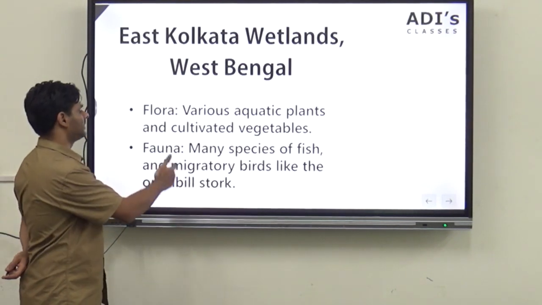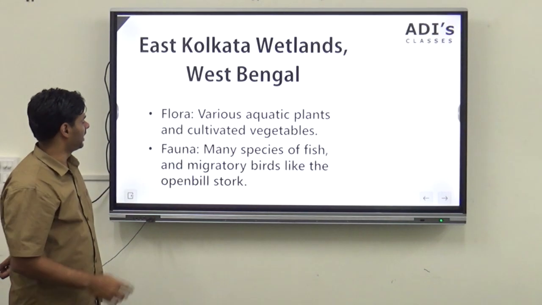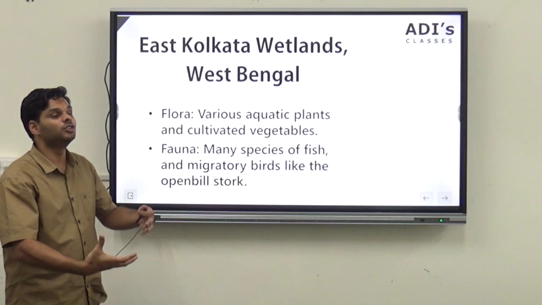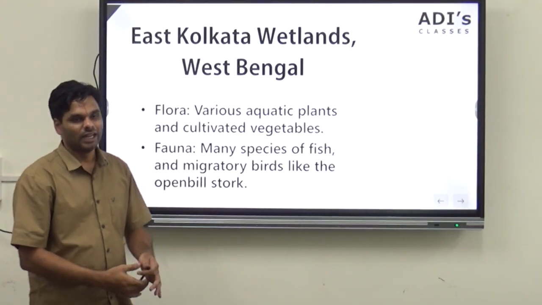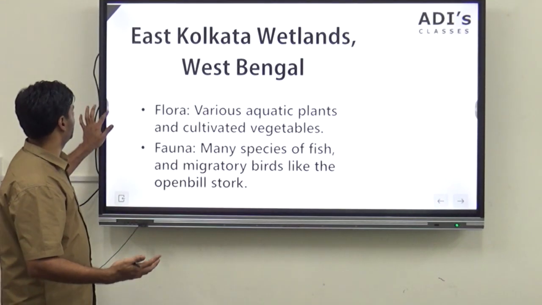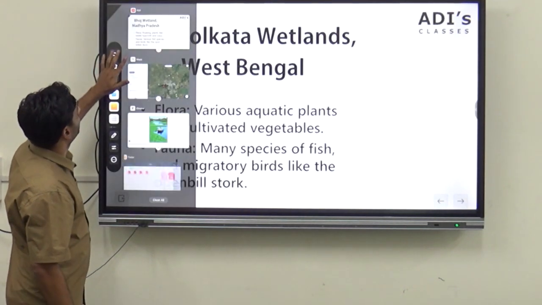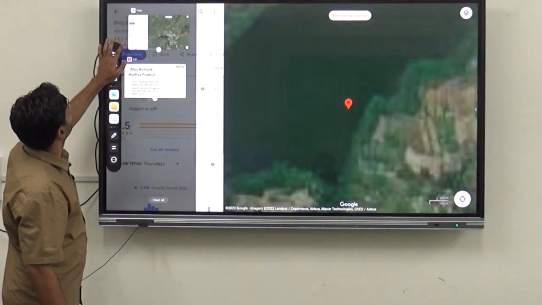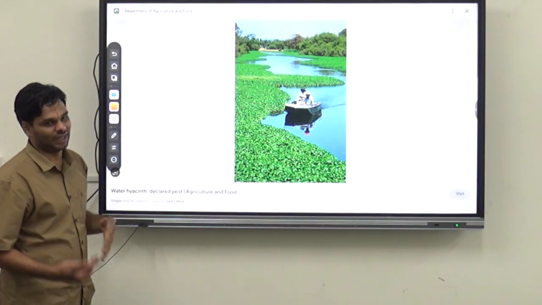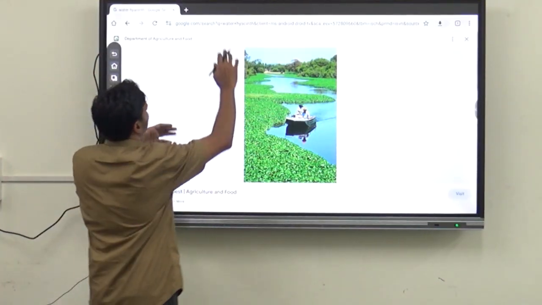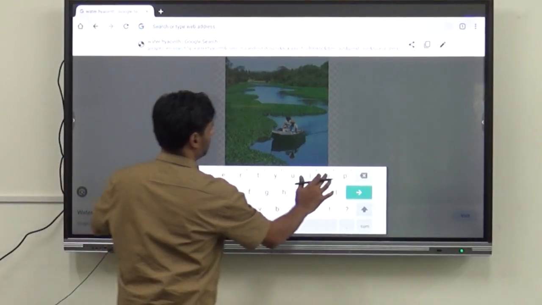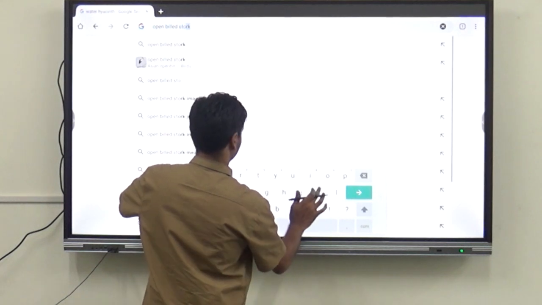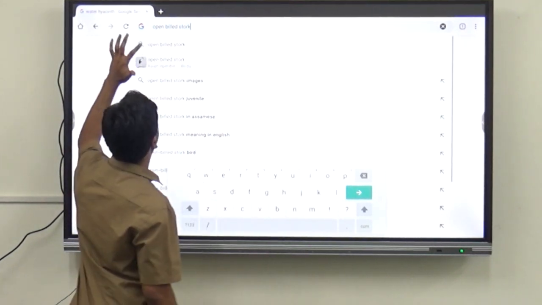Now again, this is common. Many species of fish and migratory birds like the open-billed stork. You can see storks have a huge pouch in there. Everybody gets confused between a stork and a what? Stork and crane. Correct? I used to get confused between a stork and a crane. So you can just see the open-billed stork. And the stork was also huge, okay? It's not that they are small.